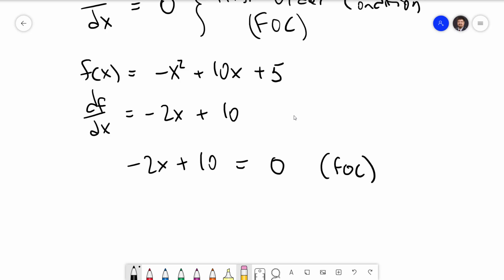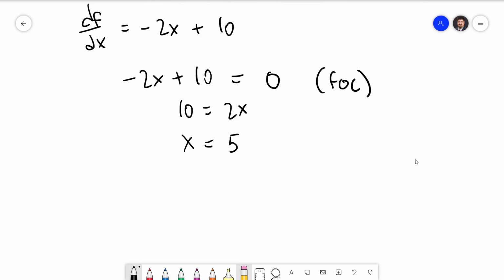From here, we need to solve the first order condition to find the value of x we're looking for. I'll add 2x to both sides, and then divide both sides by 2 to get x equals 5. This tells us that at a value of 5, we have found the maximum value of f of x. But we're not quite done. The point we found could be a maximum, but it could also be a minimum. To figure out which one, we need to use the second derivative.